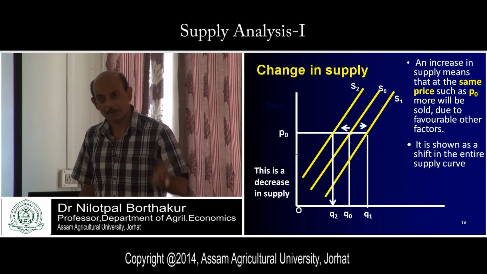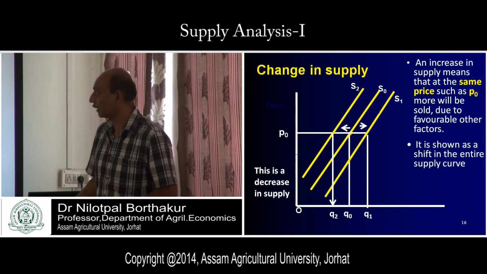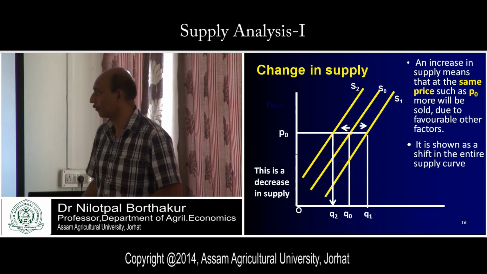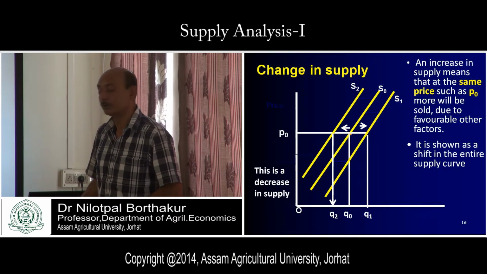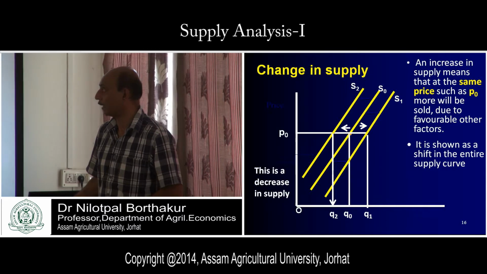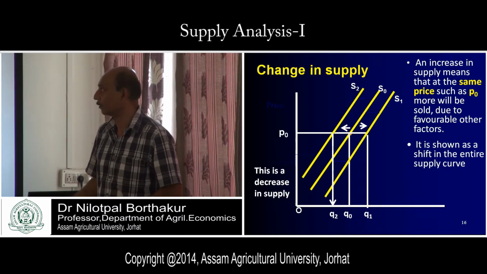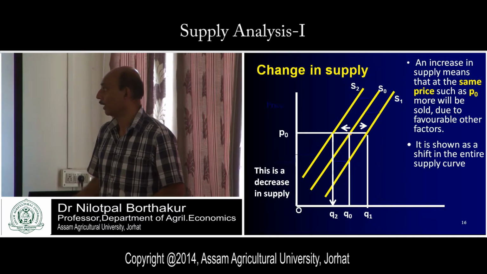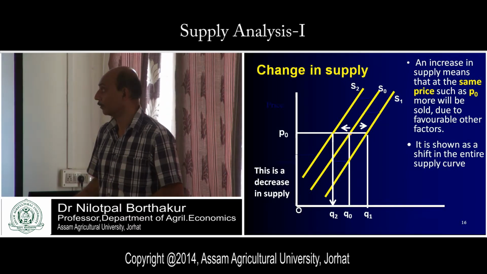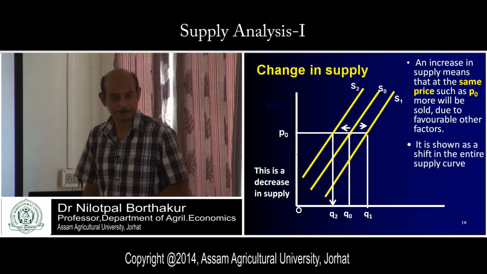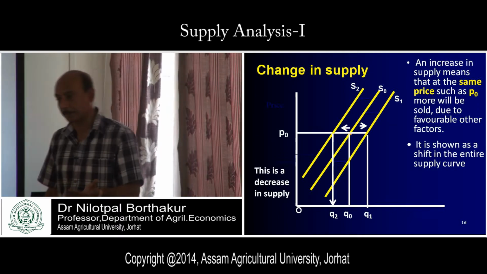But in case of unfavorable situations, the supply is withdrawn from the market from OQ0 to OQ2. The supply is withdrawn and the new supply curve S2 we obtain is to the left of the original one.